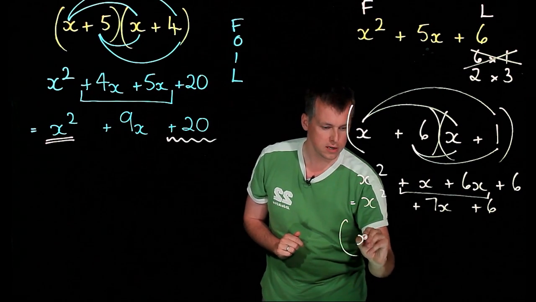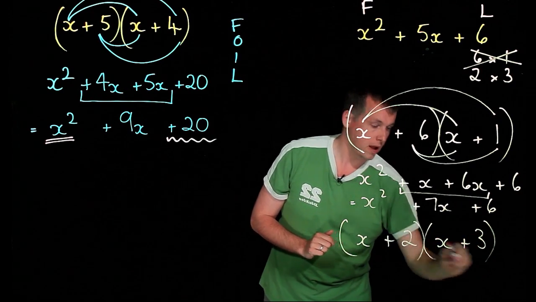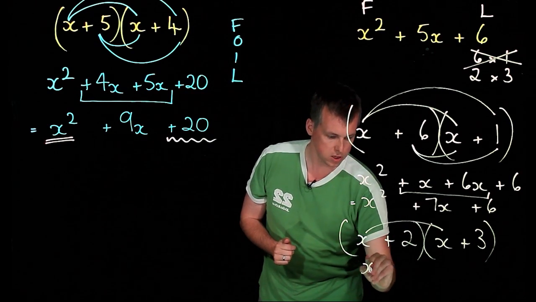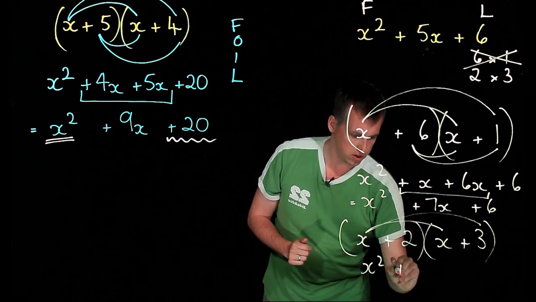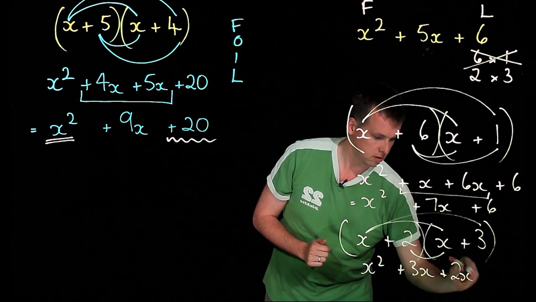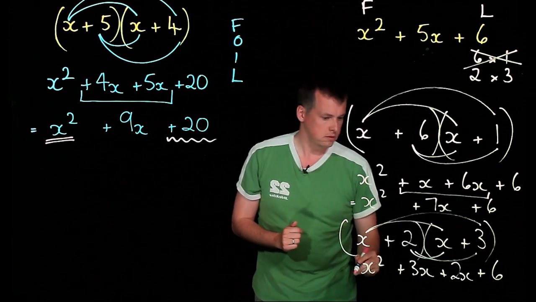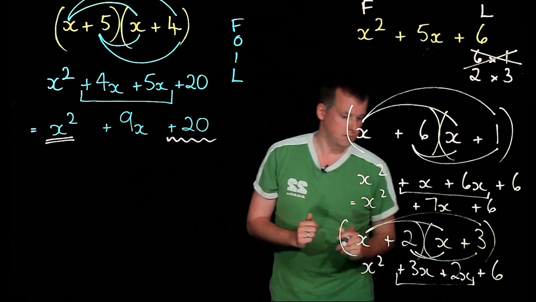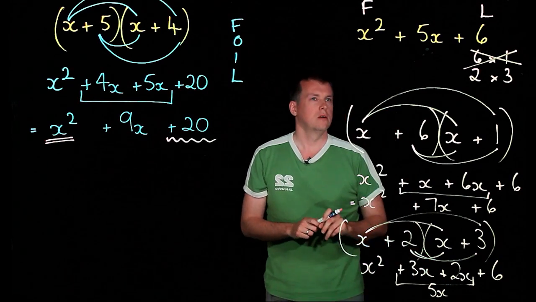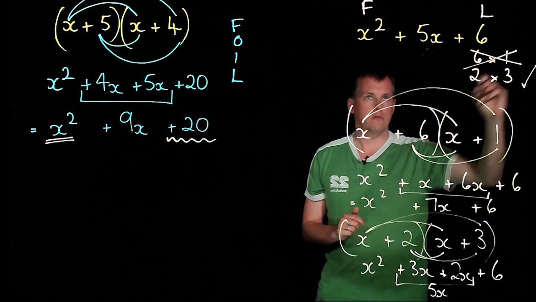So if we look at that and check by expanding the brackets, we end up with x squared plus 3x plus 2x plus 6. And if we collect together the x terms there, we end up with 5x altogether, which is what we needed there. Okay, so that is correct.